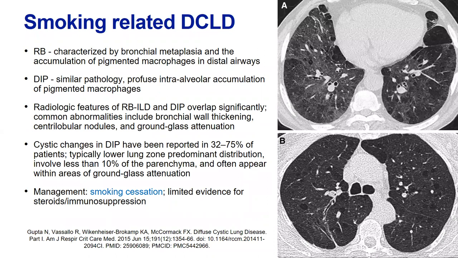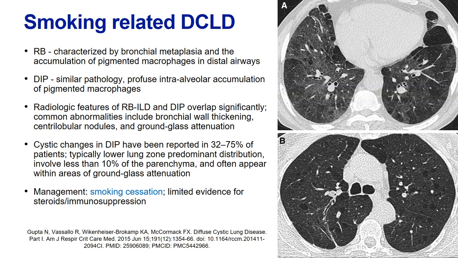Smoking-related diffuse cystic lung diseases. Your two biggest would be RB and DIP. For RB, you really have this bronchial metaplasia and the accumulation of these pigmented macrophages in distal airways. DIP is similar, but there is profuse intra-alveolar accumulation of the pigmented macrophages.